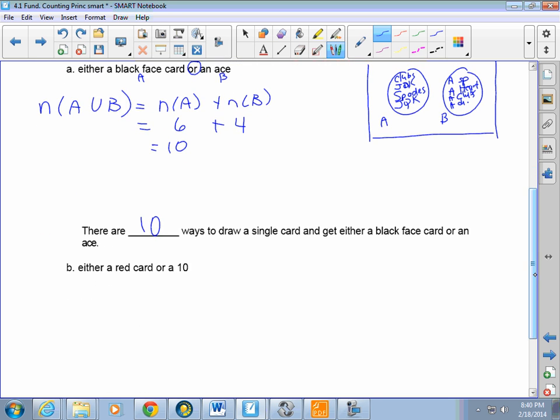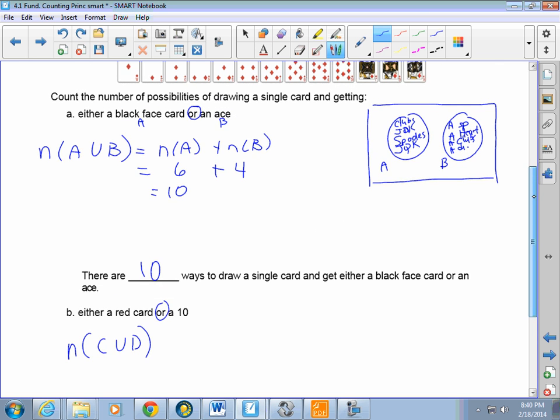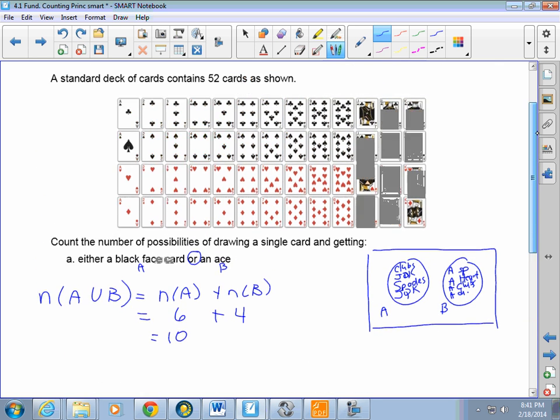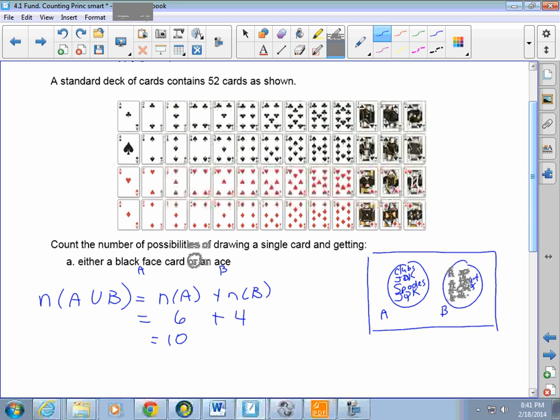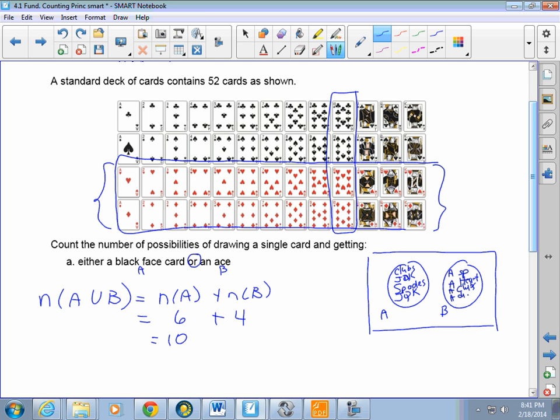So what about a red card or a 10? Again, this is using that "or." So when we set up our problem, we're going to use C union D. But when we think about our red card or a 10, these are all of our red cards here, this whole group here, and our 10s are here. So you can see between our two groups, we have an overlap. So they're not mutually exclusive.